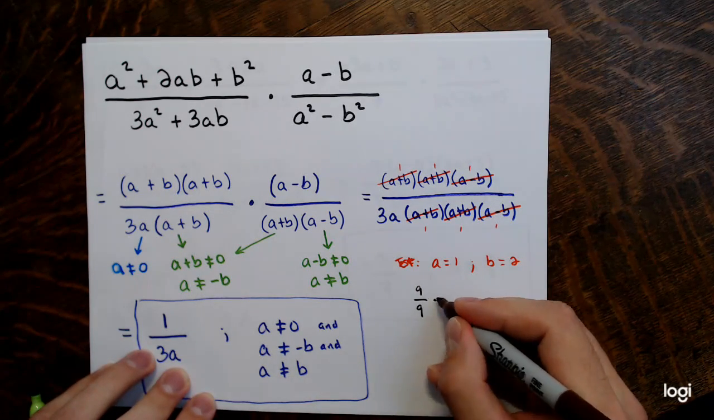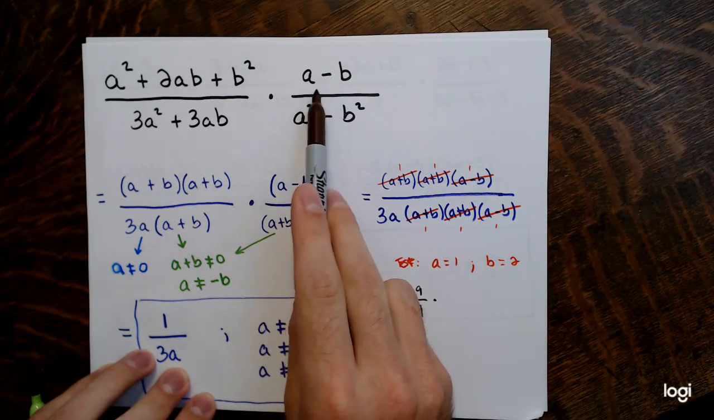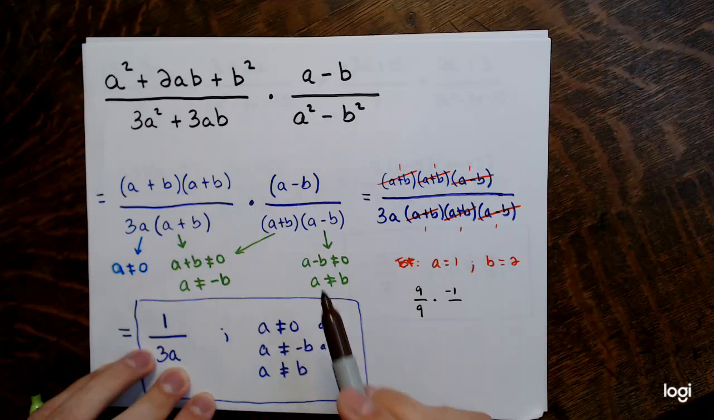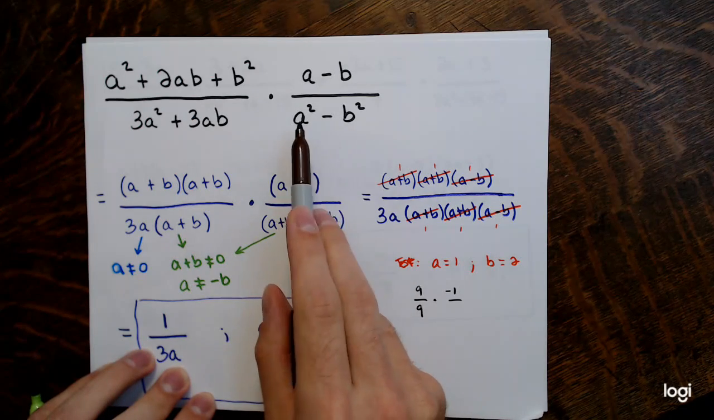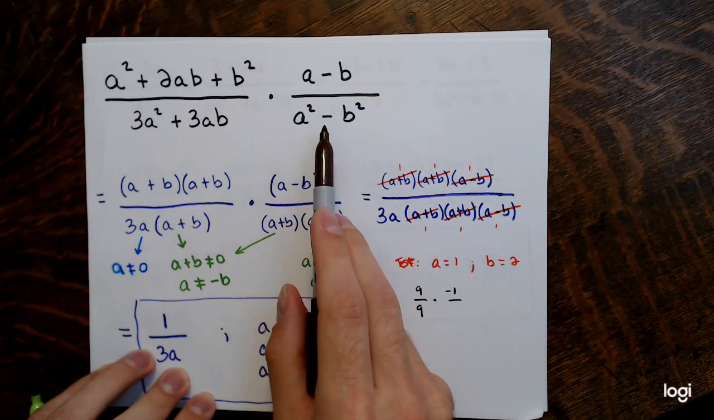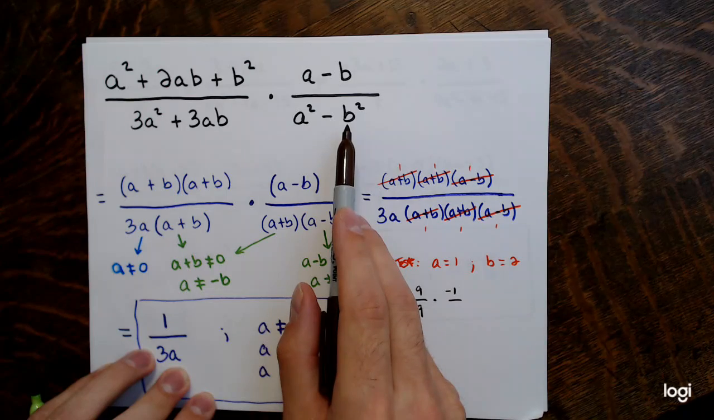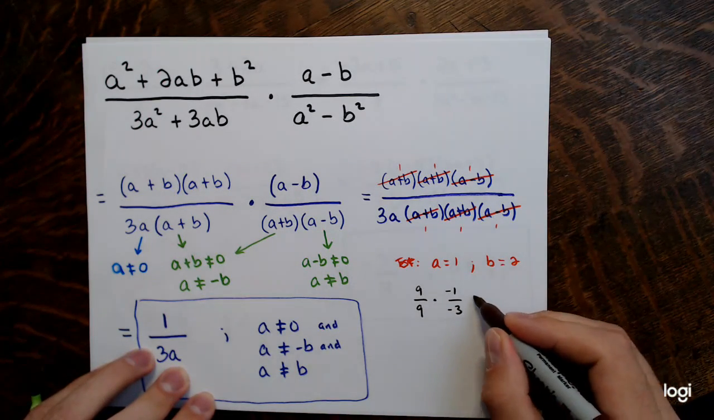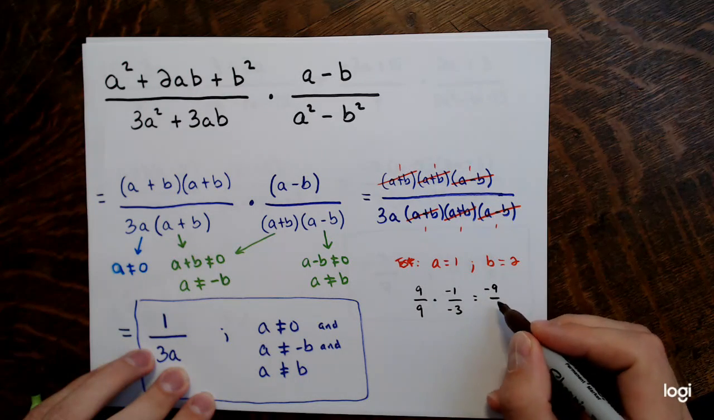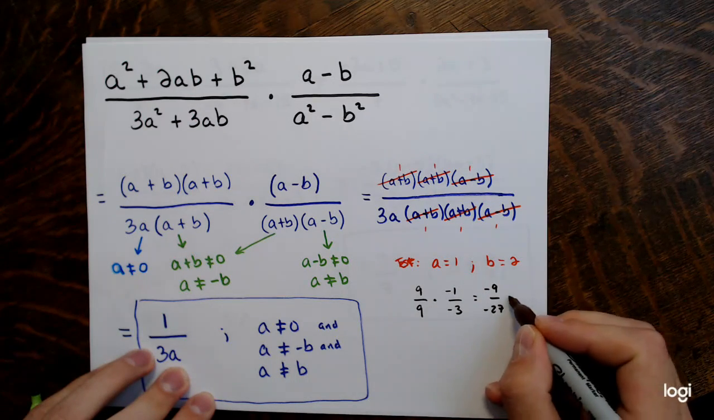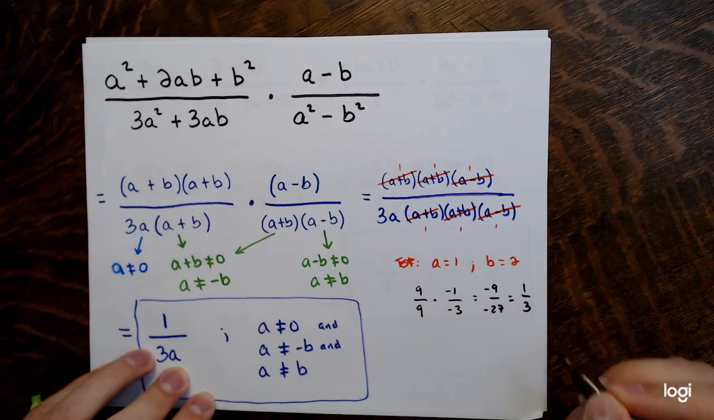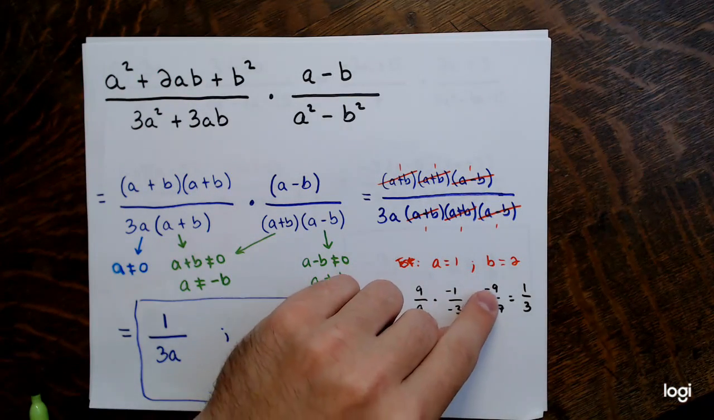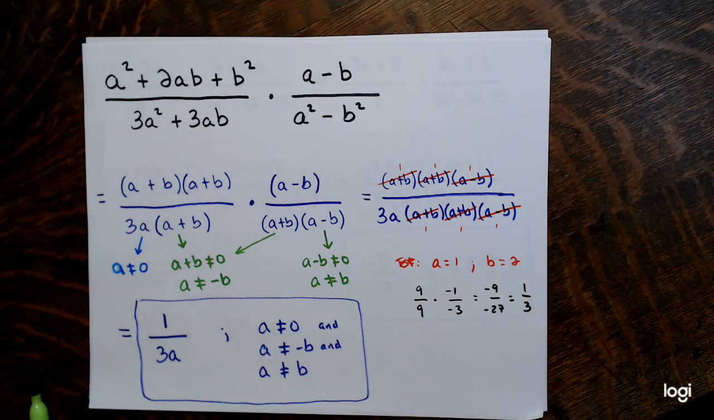All right, times the numerator of the other fraction, a minus b, 1 minus 2 would be -1. And then the denominator of the second fraction would be 1 squared, which is 1, minus 2 squared, which is 4. 1 minus 4, that's -3. Okay, so we get -9 in the numerator divided by -27. That would be positive 1/3. 9 goes into 27 3 times, and it's a negative divided by a negative, so a positive.